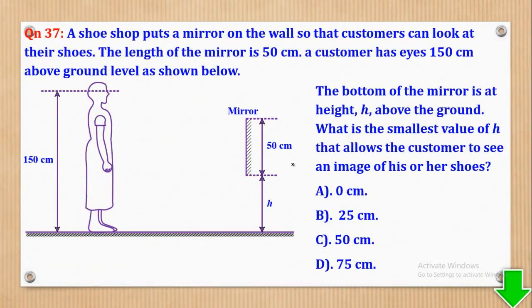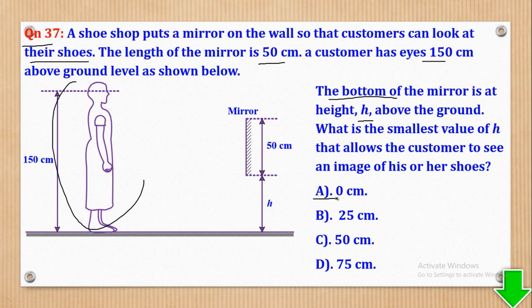So that was question 36. Now we shall go to question 37, and it says, a shoe shop puts a mirror on the wall so that customers can look at their shoes. The length of the mirror is 50 centimeters. A customer has eyes 150 centimeters above the ground level as shown. The bottom of the mirror is at a height of h above the ground. What is the smallest value of h that allows the customer to see an image of his or her shoes?